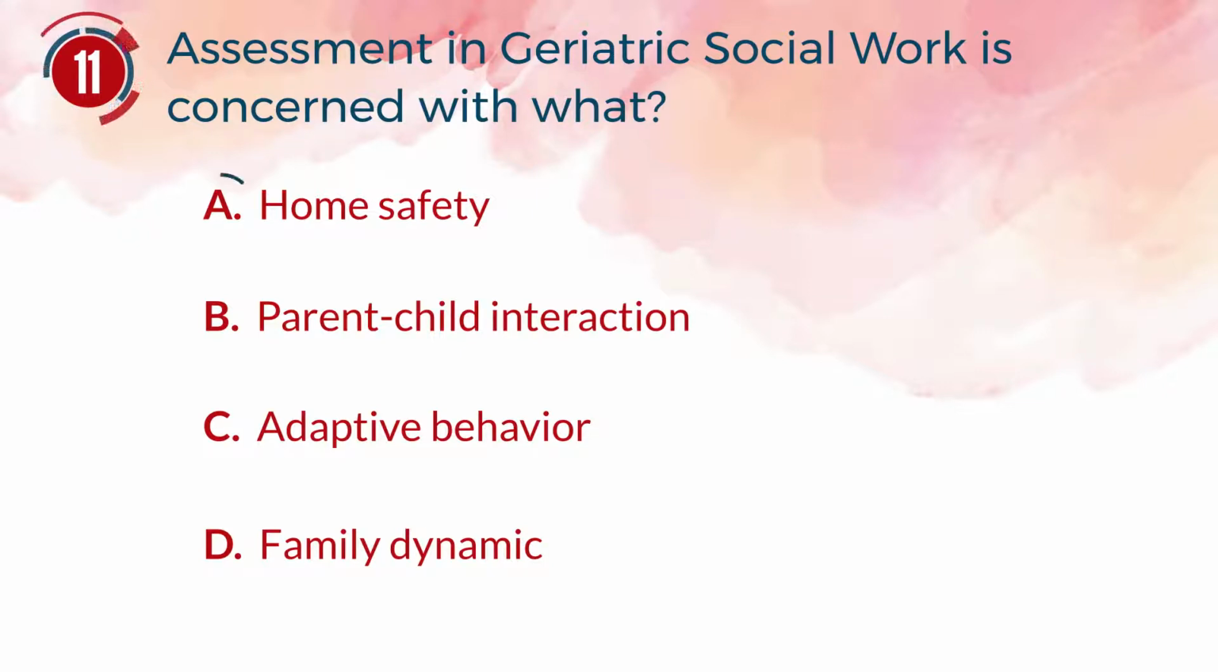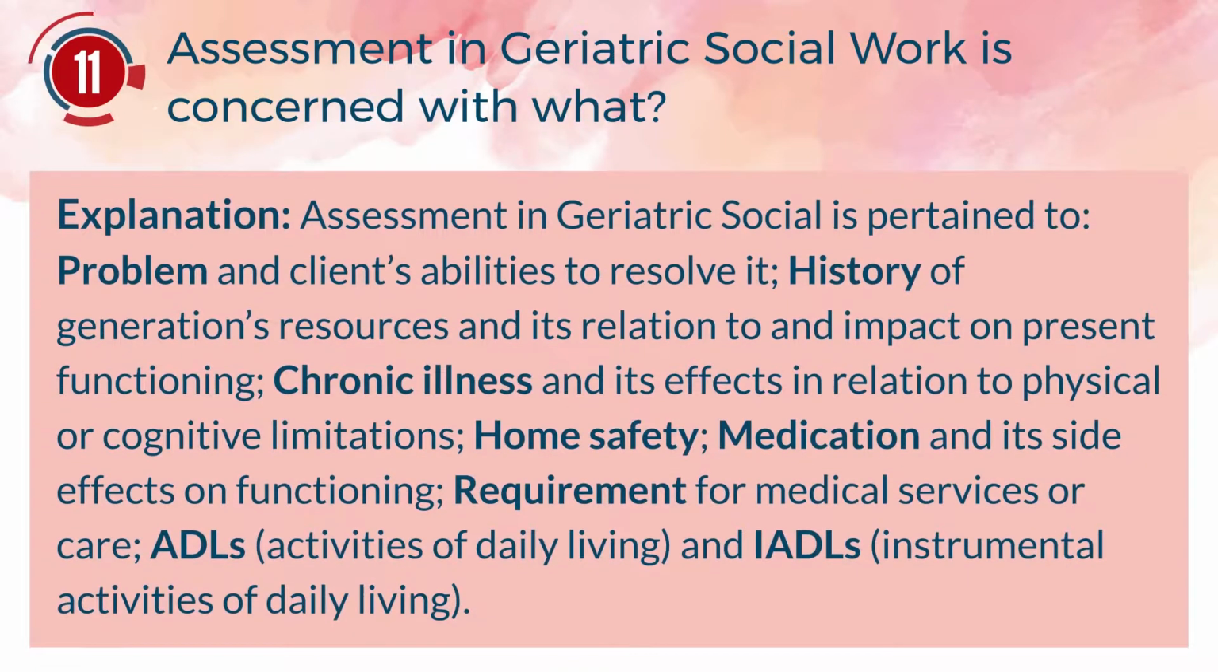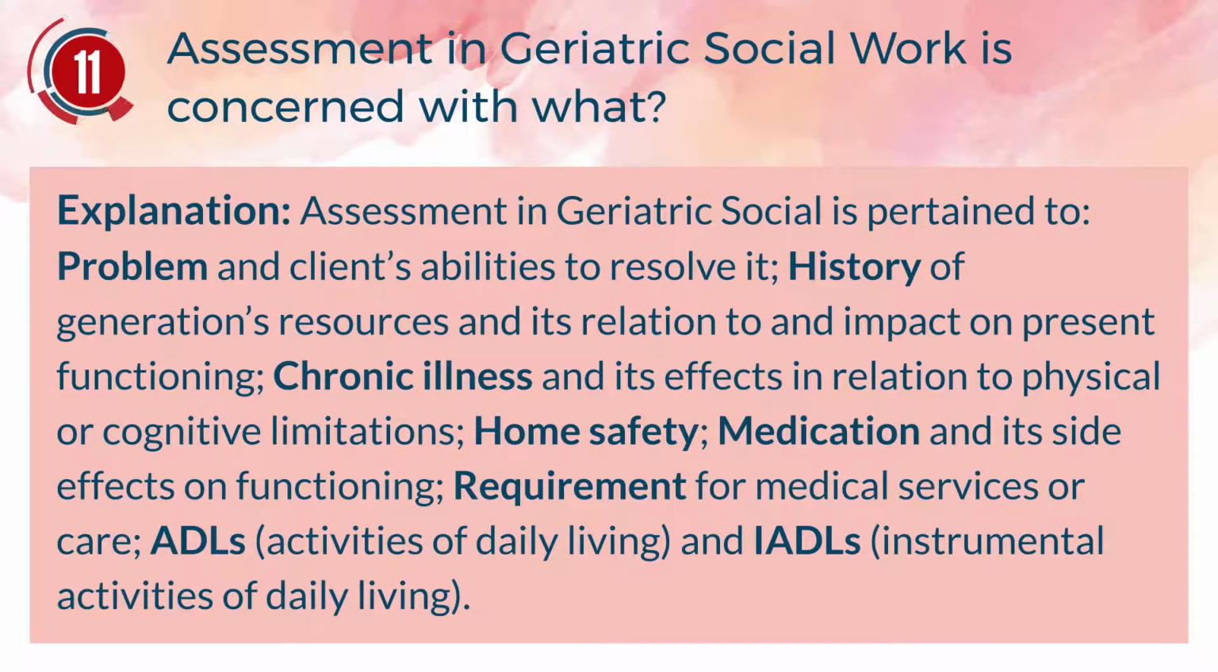The answer is A. Home safety. Explanation. Assessment in geriatric social work pertains to the problem and the client's abilities to resolve it, history of generations' resources and its relation to and impact on present functioning when adults and children are involved, chronic illness and its effects in relation to physical or cognitive limitations, home safety, medications and their side effects on functioning, requirement for medical services or care. ADL, activities of daily living, for example, bathing, dressing, etc., and IADL, instrumental activities of daily living, e.g., cooking, driving.